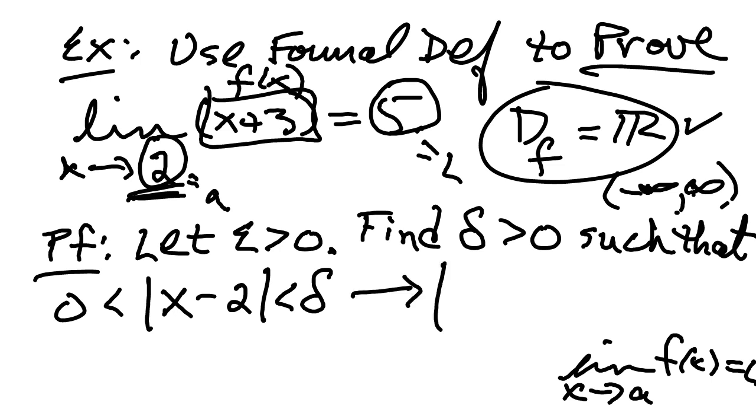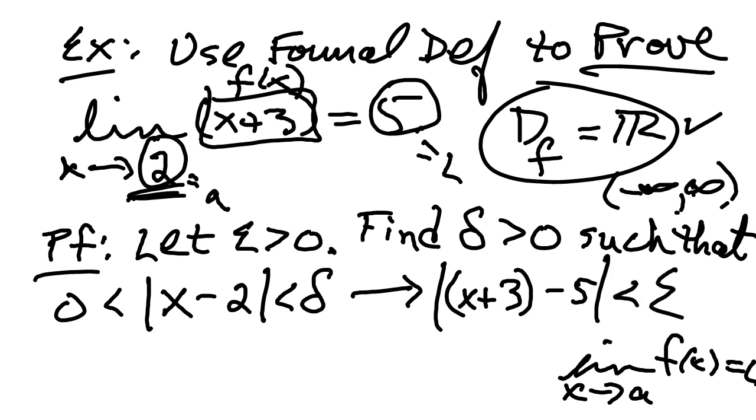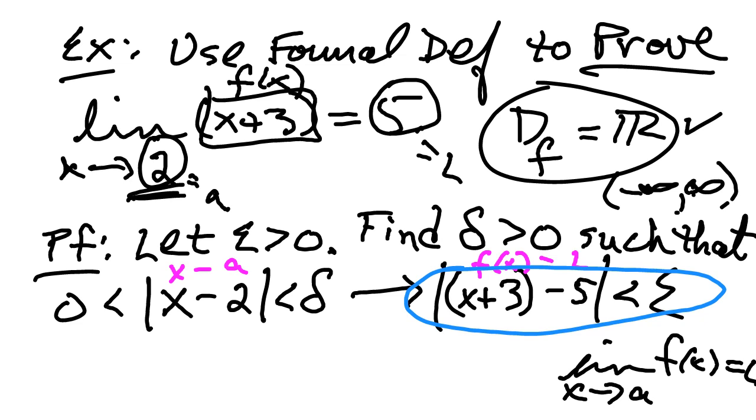So this implies that the absolute value of f of x, which is x plus 3, minus L, so minus 5, is less than epsilon, right? So that's what we need. Notice what I put. From the definition, I said that 0 is less than the absolute value of x minus a is less than delta, and this was the absolute value of f of x minus L is less than epsilon, right? So what I'm going to do is work with the finish line. Here's the finish line that I want, and then I'm going to come back and find my delta.